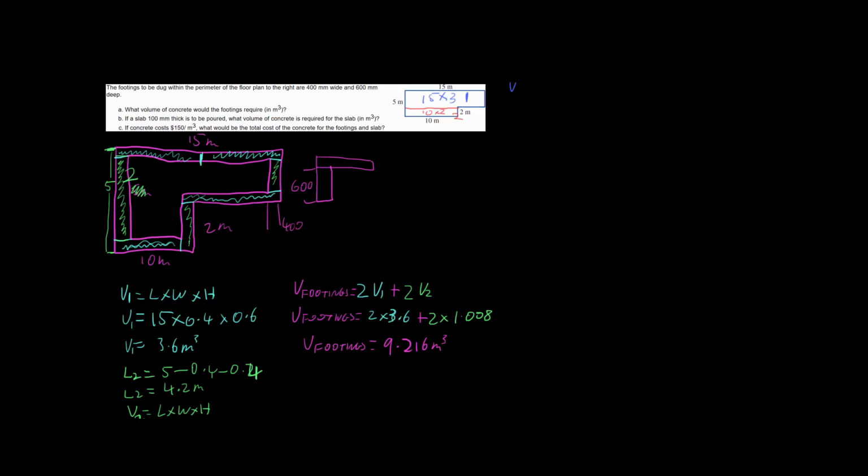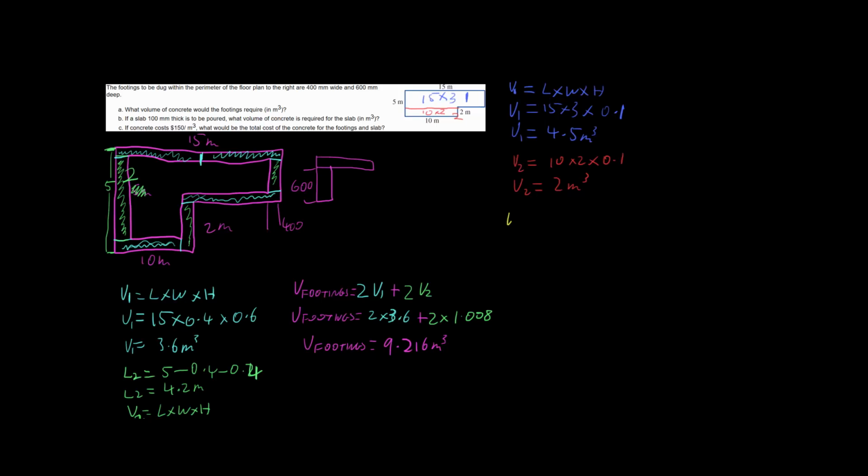So if I have a look at the volume of the first part of my slab, it's going to be length times width times height, and that's 15 times 3 times 0.1, because 100 millimeters is 0.1 meters. So our volume for the first part of my slab is 4.5 meters cubed. Then we'll look at the second part of my slab, which is 10 by 2 by 0.1, and that gives me a volume of the second part of my slab to be 2 meters cubed.